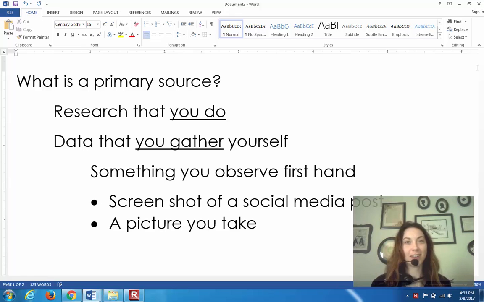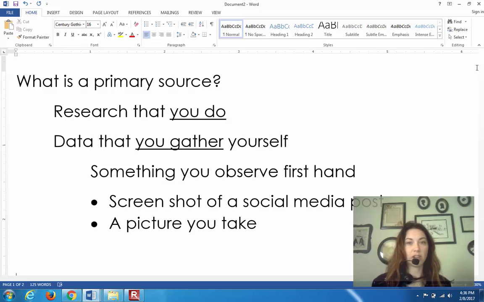So today we're talking about how to use visuals, and this is important because part of the report is that you are going to be using visuals effectively. So first we need to talk about primary sources. What is a primary source? In general, a primary source is research that you do. It is data that you gather yourself. So if you're a doctor and you are gathering information on a new therapy or a new type of medication, you're doing primary research. Okay?